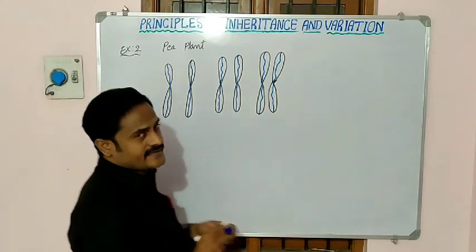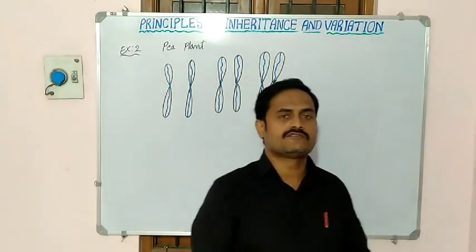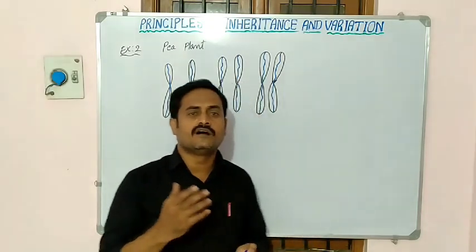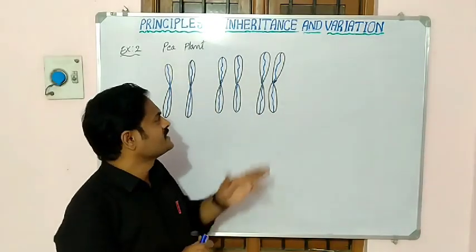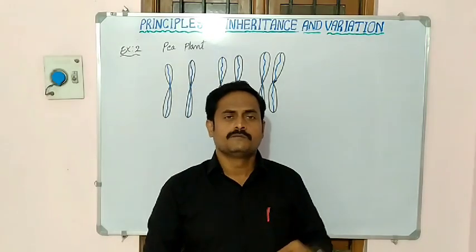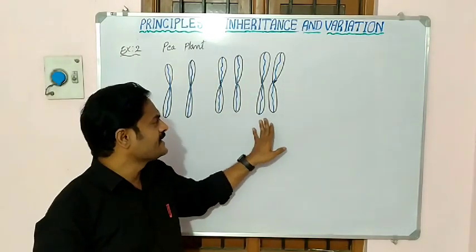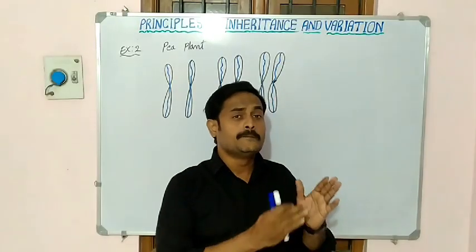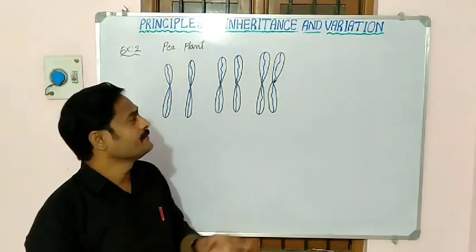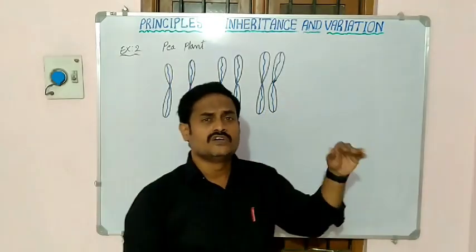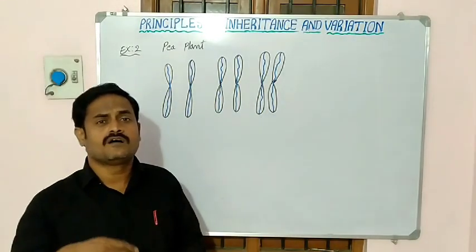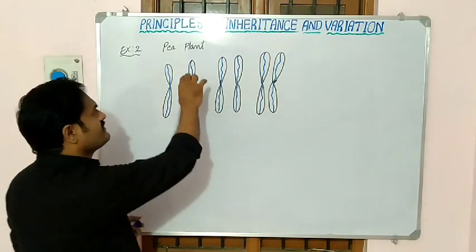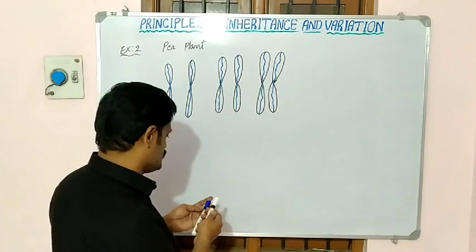Why will I take 3 pairs of chromosomes here? Normally, we see that all characters are expressed by 2 pairs of chromosomes. But why do I take 3 pairs here? It is a different process. What is this? Pleiotropy. Pleiotropy means it controls more than one character. For that reason, I will take 3 pairs of chromosomes.